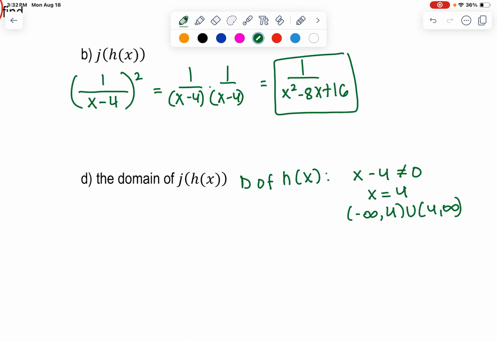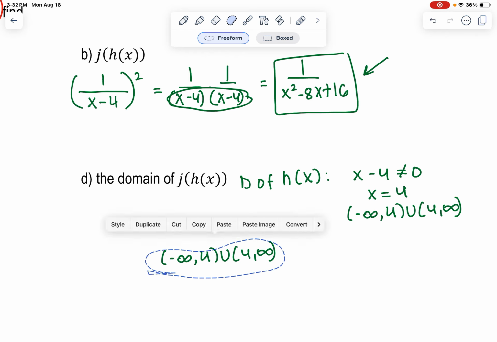Now let's look at the domain of j of h of x. This is j of h of x. If we factor the denominator, it factors to x minus 4 times x minus 4, which still gives us the restriction x can't be 4, which is this. So our domain is the same. It's this. Copy, paste. This is our domain.